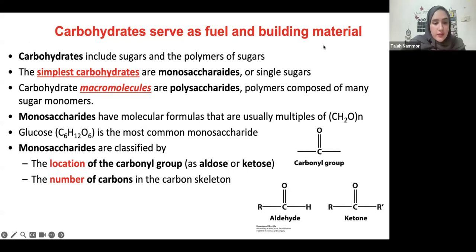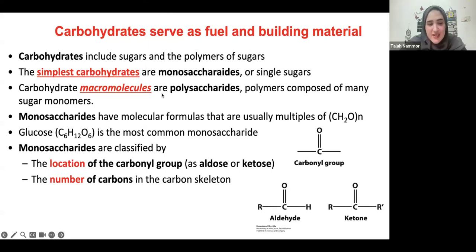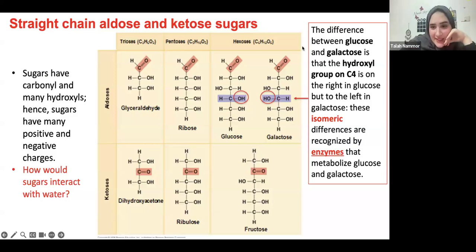Another thing that helps us classify monosaccharides is the number of carbons in the carbon skeleton. You know glucose and galactose. How many carbons are there in glucose? It's right there, guys: 6. Perfect. So this is something we can use to classify a monosaccharide. These things are just basics; we're easing our way into it.